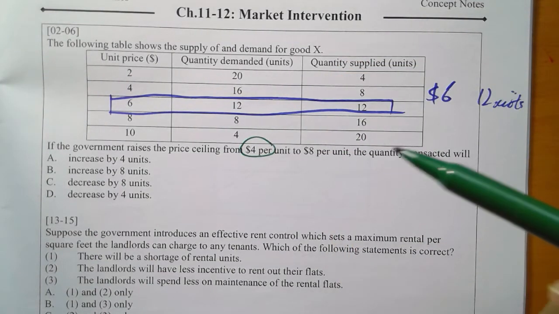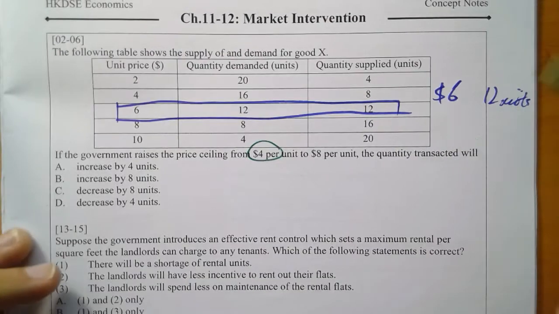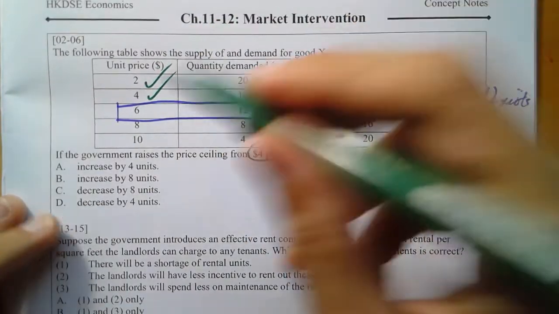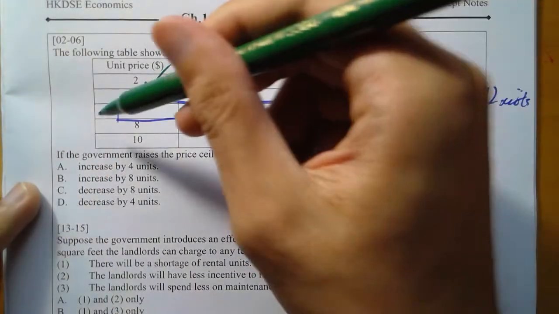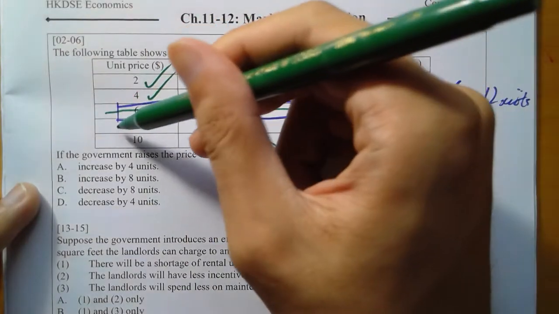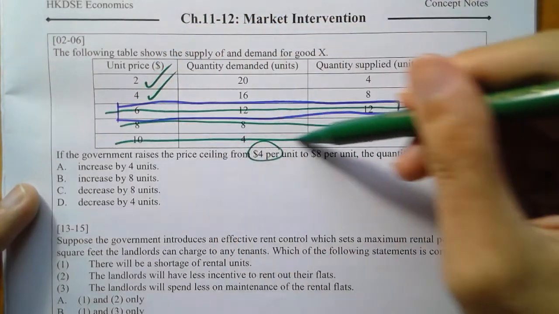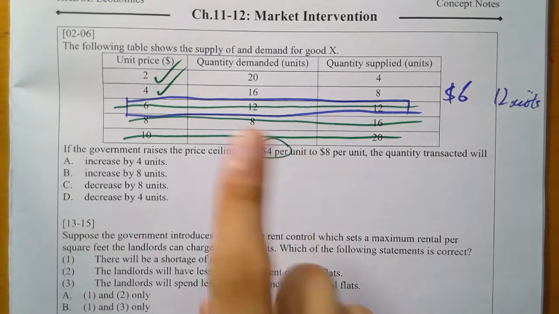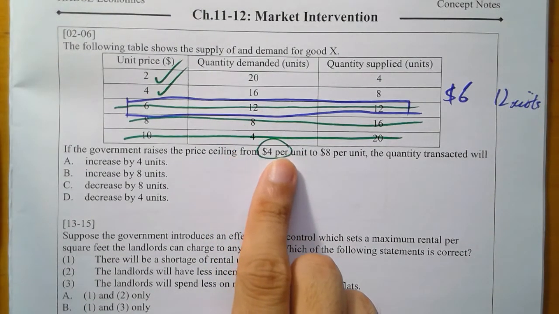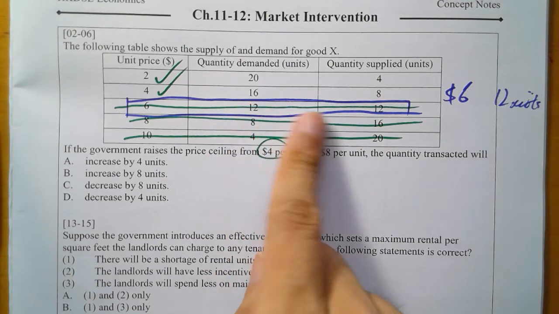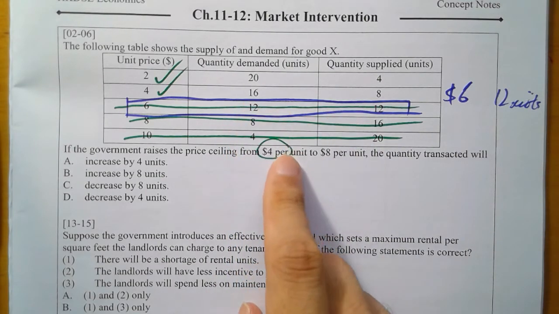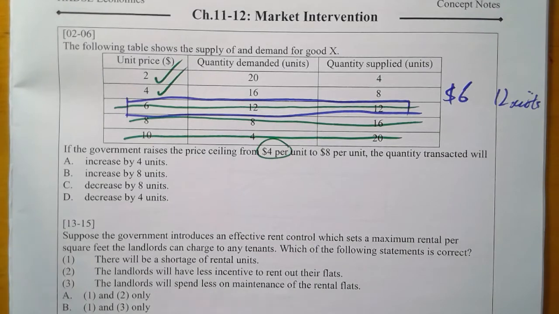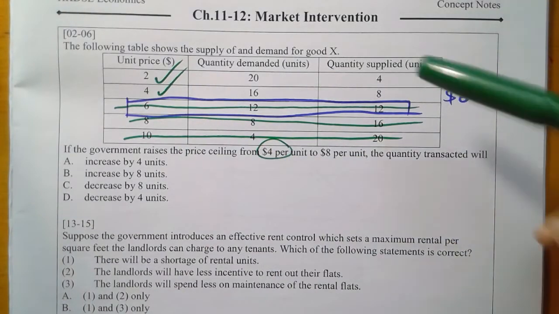Now 4, we use this green. What does that mean? $2 is okay, $4 is okay. Can we have $6? No, we cannot have it. We cannot have it. You see, using $4, we actually get rid of the original situation. Okay, now, so we are stuck with $4.